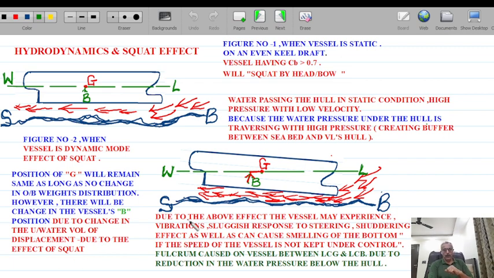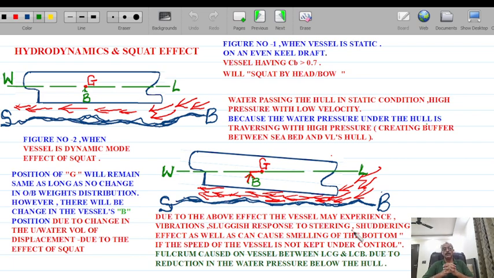Therefore, due to the above effect, the vessel may experience vibrations, that is because of the effect of squat. The vessel may experience vibration, sluggish response to steering, a shuddering effect, and can cause smelling of the bottom, that is, it may touch the bottom in case the speed is out of control. If the speed of the vessel is not kept under control, the fulcrum falls on the vessel between LCG and LCB, and due to the reduction in the water pressure below the hull, it may culminate in smelling the ground or touching the bottom at high speed.